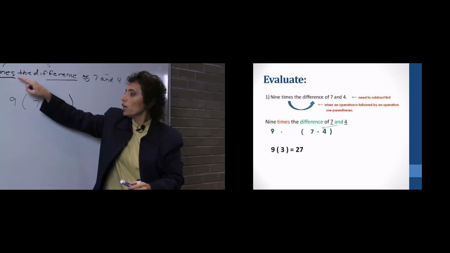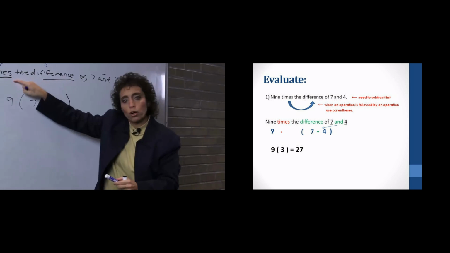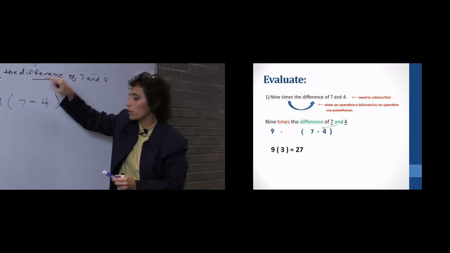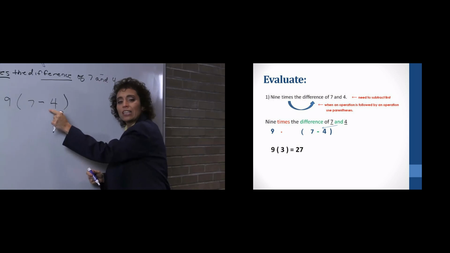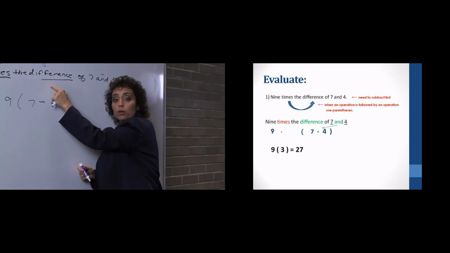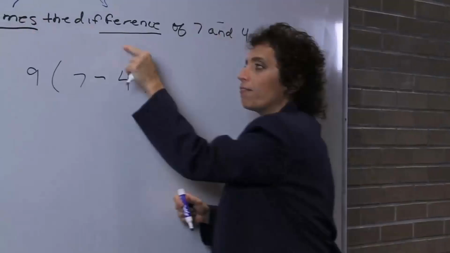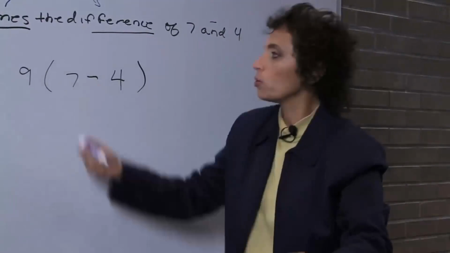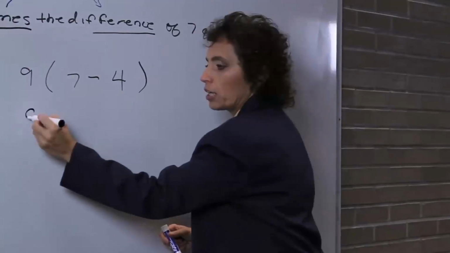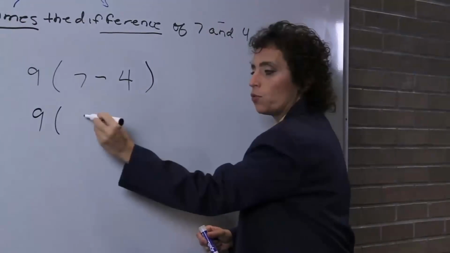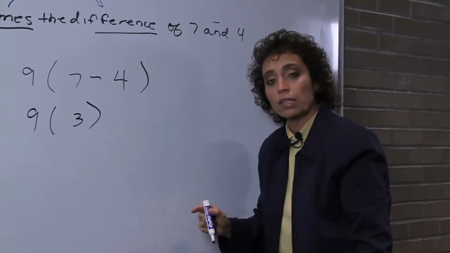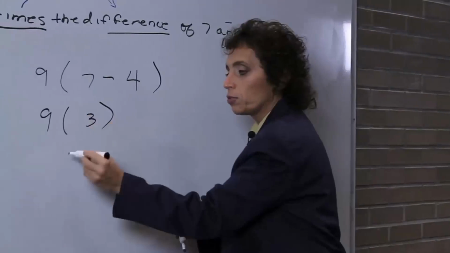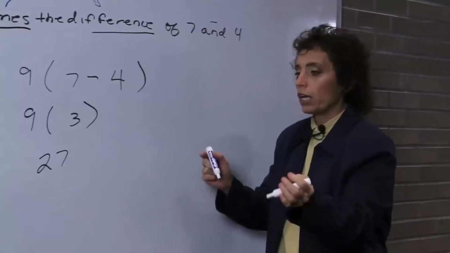9 times the difference. There's no number between these two words. It's an operation followed by an operation. It tells me I need a parentheses. Because again, order of operations tells me to do the difference first, because I have to do 9 times the difference. So I have to have the difference first so I can do 9 times it. So let's take a look at this. This would be 7 minus 4, or 3. Again, I won't take off the parentheses until I do a multiplication step. And now 9 times 3 is 27. So the answer is 27.